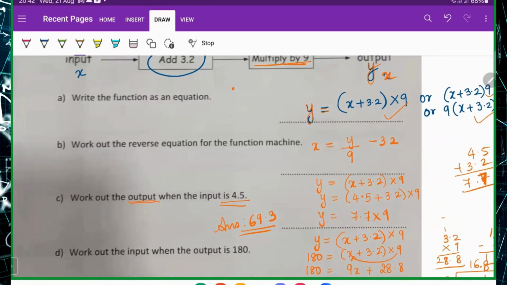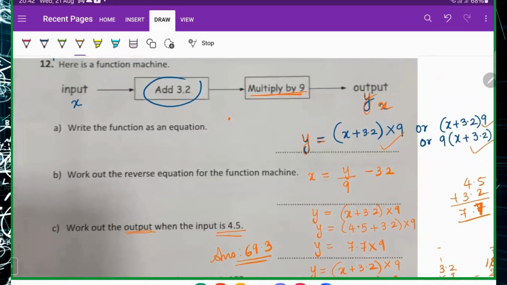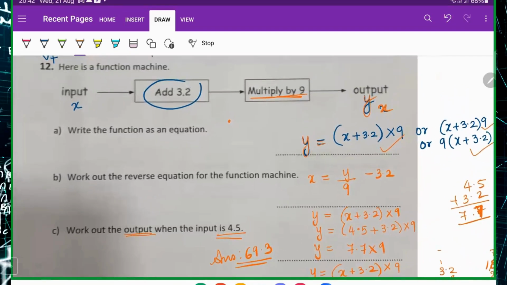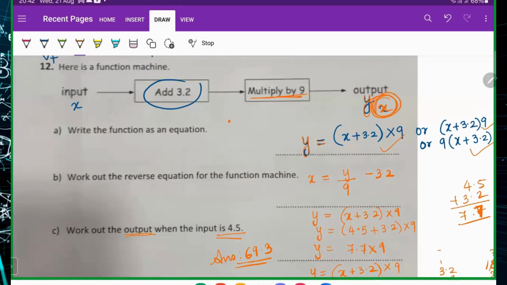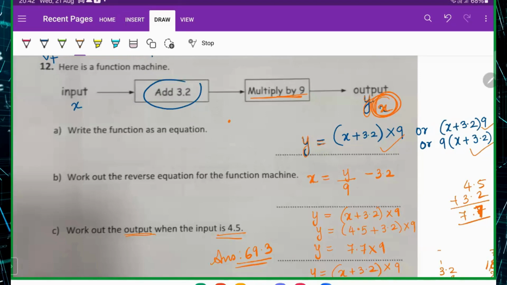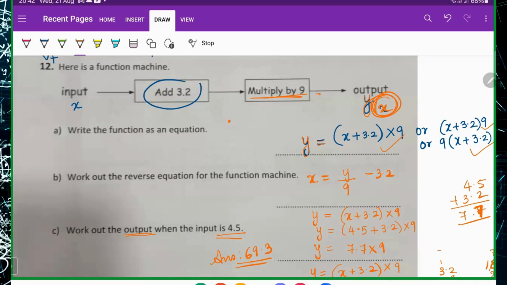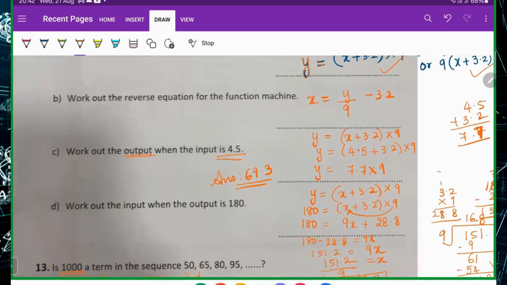Next, it says work out the reverse equation for the function machine. Reverse equation meaning instead of y, now you're going to put your x. So your x is there, is equal to, you have multiplied by 9, so it's going to be y divided by 9, and then you have add 3.2, then you'll write minus 3.2.